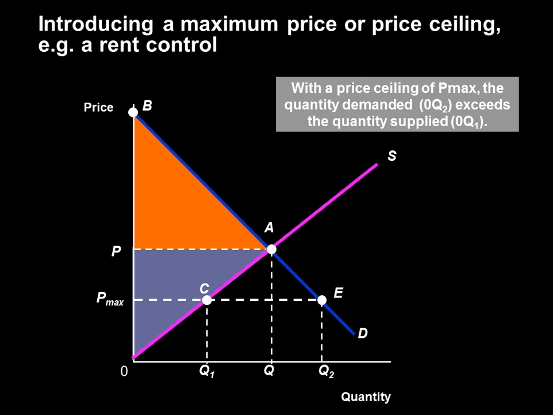But here, the local authority is imposing a rent control of OP max. And at that particular rent, OP max, the quantity supplied is OQ1 and the quantity demanded is OQ2. So we have a shortage in the market with this particular lower price.